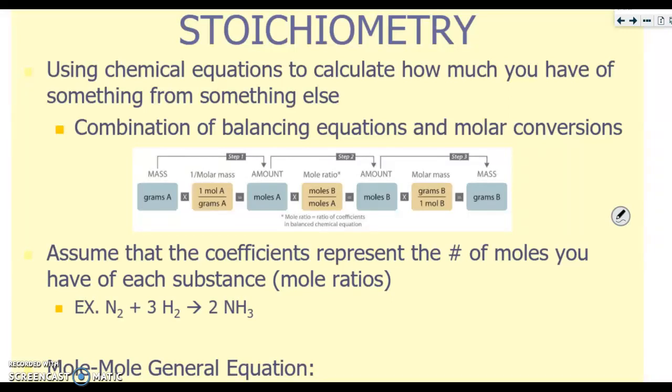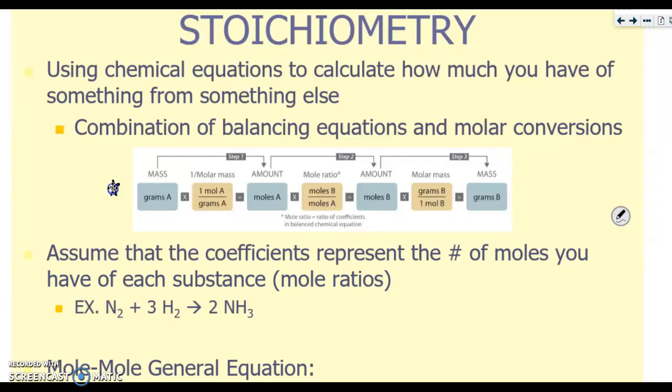The last part of this chapter is on stoichiometry. Stoichiometry is the process of using chemical equations to calculate how much you have of something from something else. We're basically combining balancing equations and molar conversions. It looks pretty crazy here. I know that. We're going to practice.